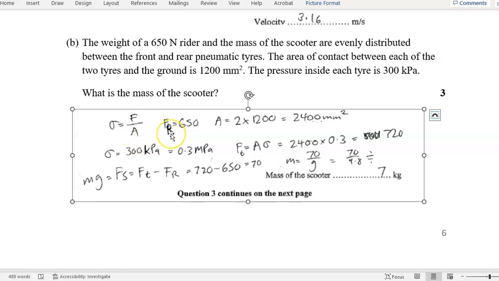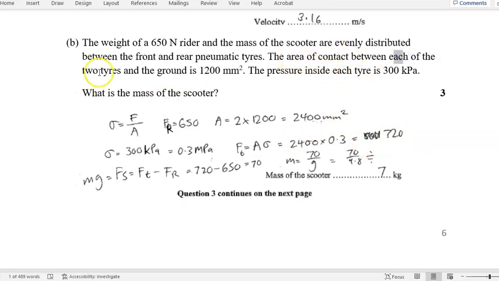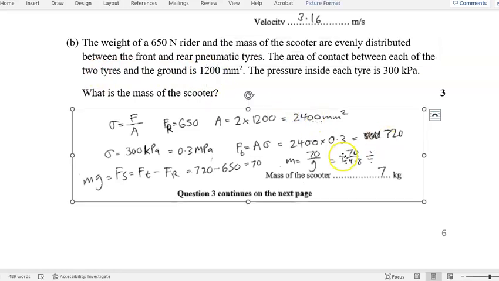So the force of the rider equals 650. Area equals 2 times 12. Now, for some people, they struggled with that. This is the exact wording of the HSC question. I didn't change it, but remember the area between each of the two tires is 100. So they're just testing your ability to read there, right? The question says each. Anyone who asked during the exam, I did say it's each tire.